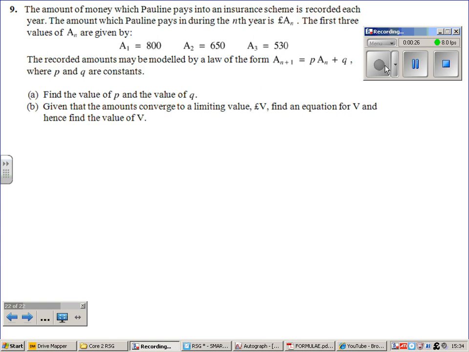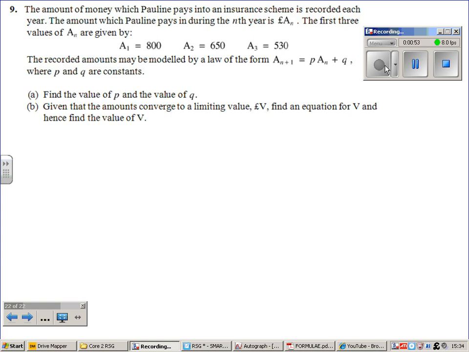Then you're told the recorded amounts may be modelled by a law in the form A subscript n plus 1 equals P times A of n plus Q, where P and Q are constants. All that means when it says constants is that they remain the same. So it's a number like 2, 3, or it could be a fraction or a negative, but whatever it is, it's a number that stays the same. Then for 9 part A, we've got to find the values of P and Q.